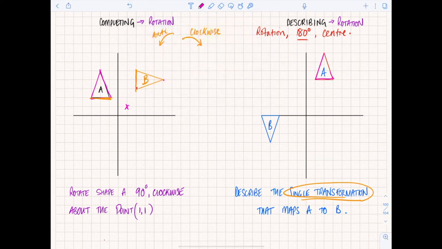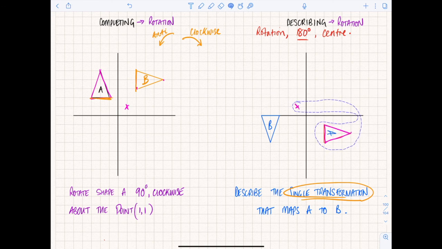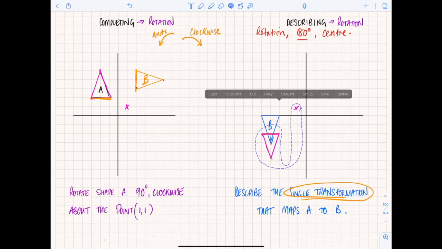So there's my shape A redrawn. And then what you do is you pick a point. So I'm going to just pick a random point there and see what happens. If I was to choose this point and rotate this shape 180 degrees, so if I spin it first of all to there, that would be 90 degrees. And then I'm going to spin it again to there, that's 180 degrees.